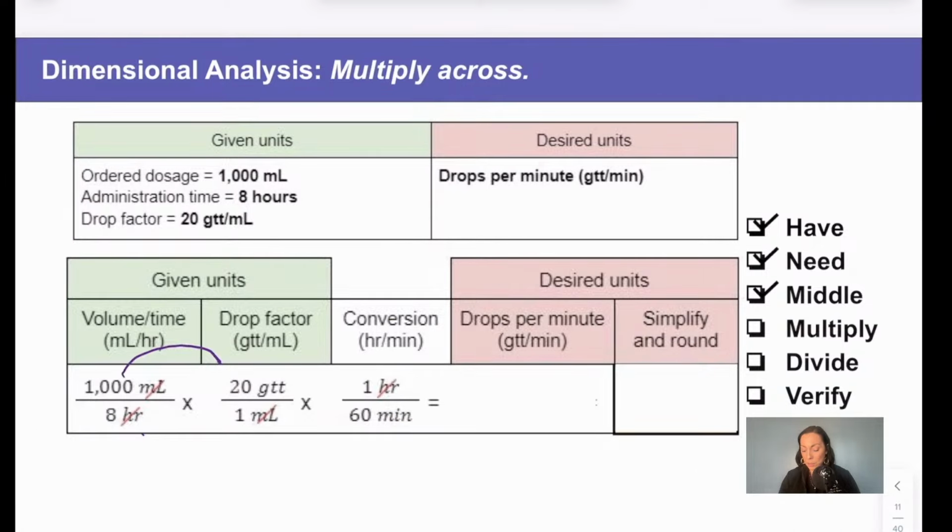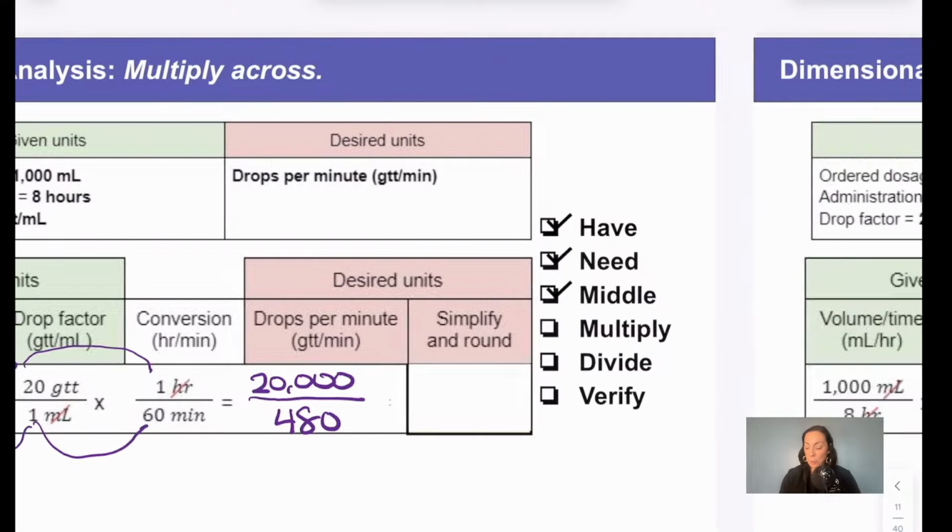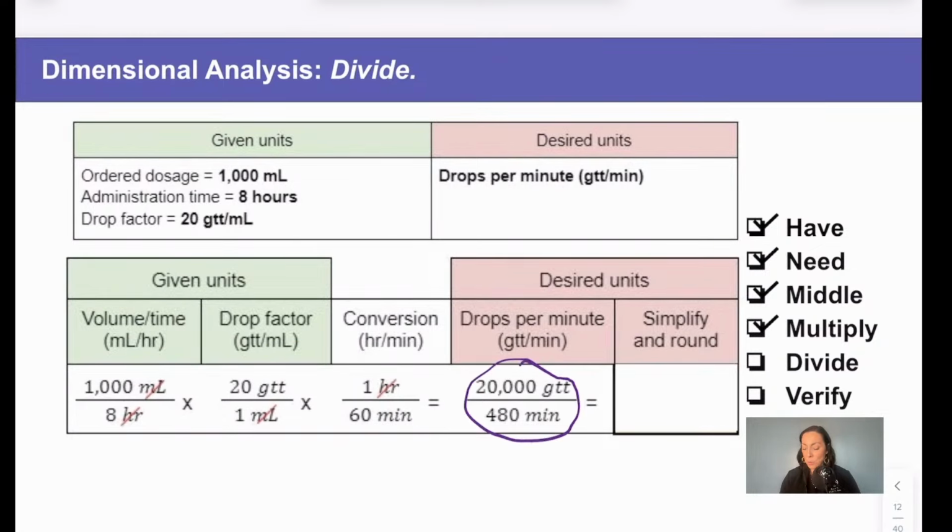So you're going to take your 1,000 times your 20 times your 1. We get 20,000, right? And then you're going to take your 8 times your 1 times your 60. And what do we get? We get 20,000 over 480, right? All right, so now that we've multiplied across, we're going to divide. So what is our 20,000 divided by 480 going to give us? What do y'all get?